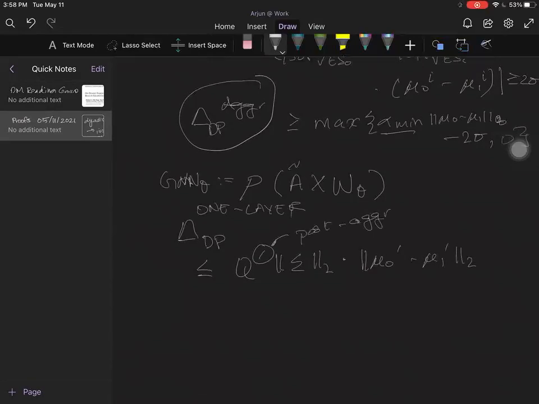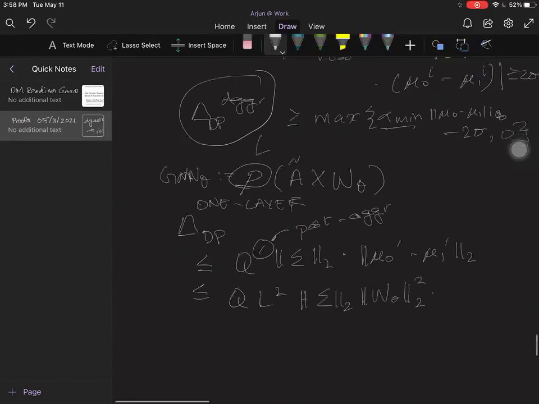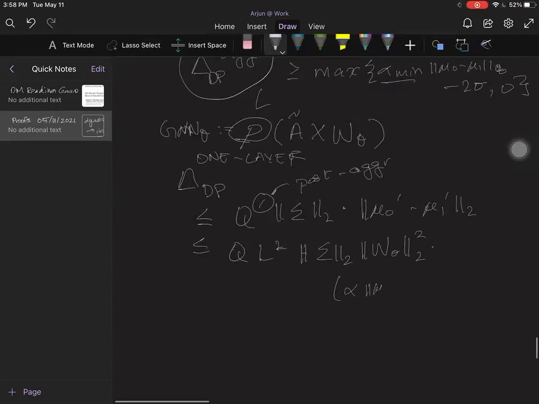And then if we have a Lipschitz constant for rho, our nonlinear activation function, we can further write this as Q times L squared, where L is the Lipschitz constant for rho, times the norm of sigma, times the norm of the weight matrix squared, times mu0 minus mu1 plus 2 root m sigma.